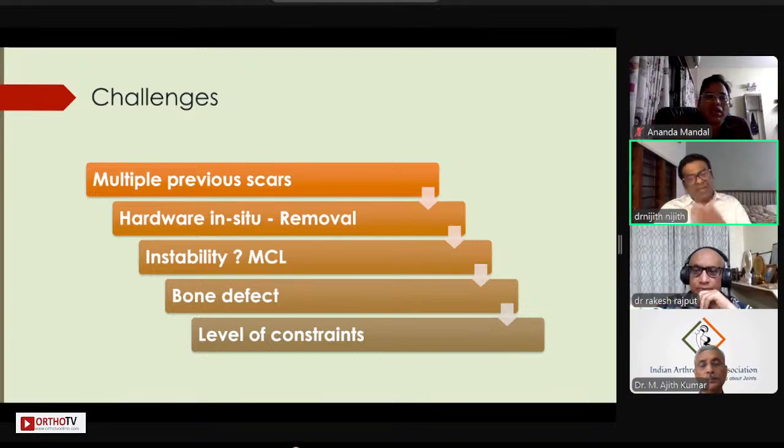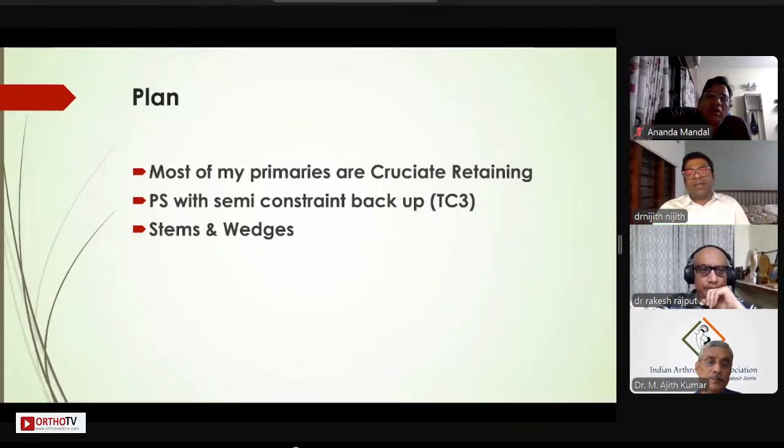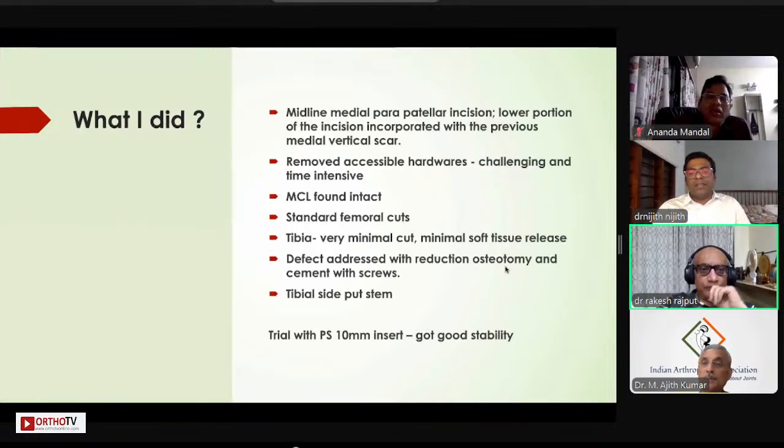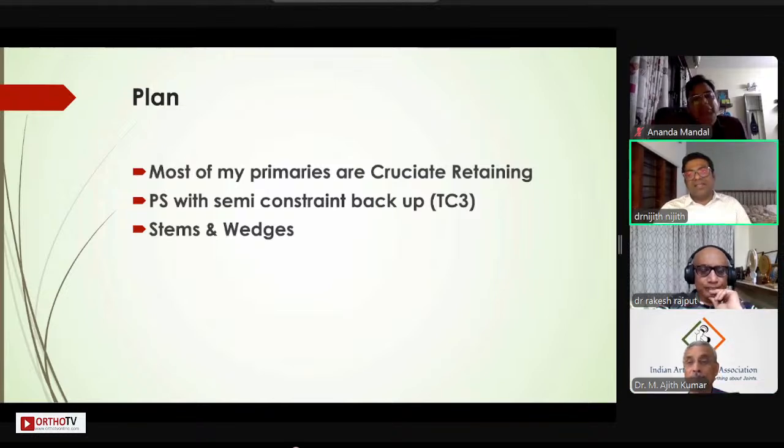So that's what my main concerns are. What is the level of constraint I need to go for? I basically start with cruciate retaining. Then I plan for a PS with the backup of semi and fully constrained knee. This is what was my plan. That sounds good. I think that makes sense. You plan for the worst, but probably you'll get away with the least constraint. Least constraint, yeah, sir. Correct. So that's what was my plan.